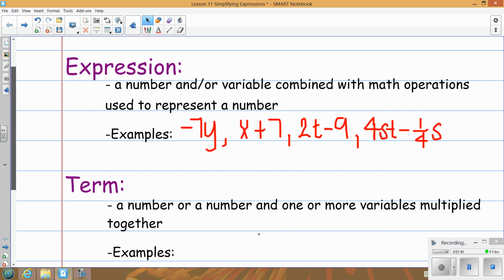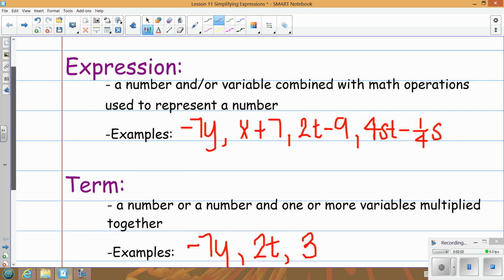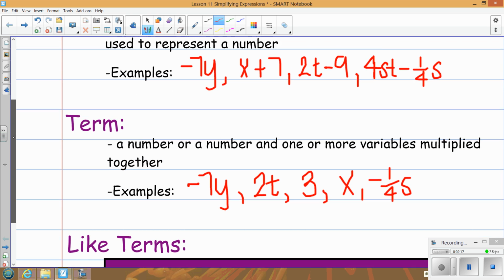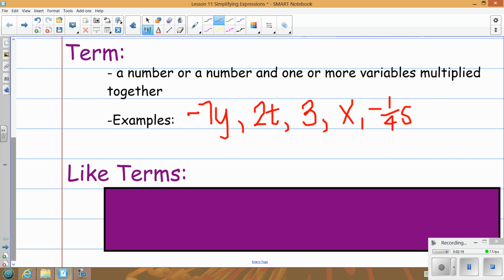So if I'm looking at this previous example here, negative 7y would be a term. The 2t would be a term because the operation is multiplication. It could just be a single number, like 3. It could be a single variable, or it can be multiplying these. So I could have that negative 1/4 s, but you can't have two terms pieced together, and then it becomes an expression.